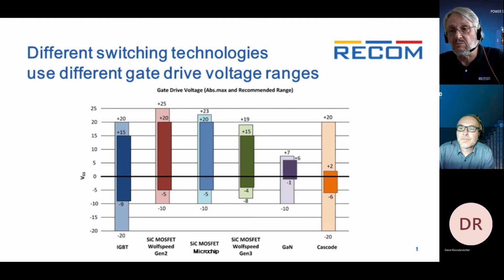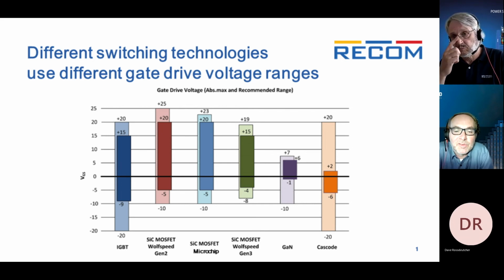Between the recommended drive voltage, which is 6 volts, and the absolute maximum, which is 7 volts, there's only 1 volt difference. So that makes it extremely difficult. Yeah, I see. So this is really a challenge to switch between different vendors.